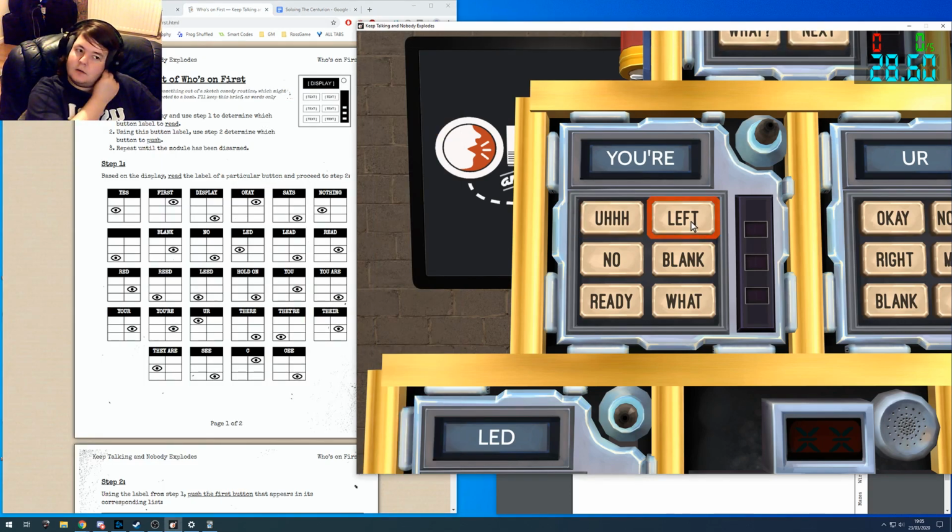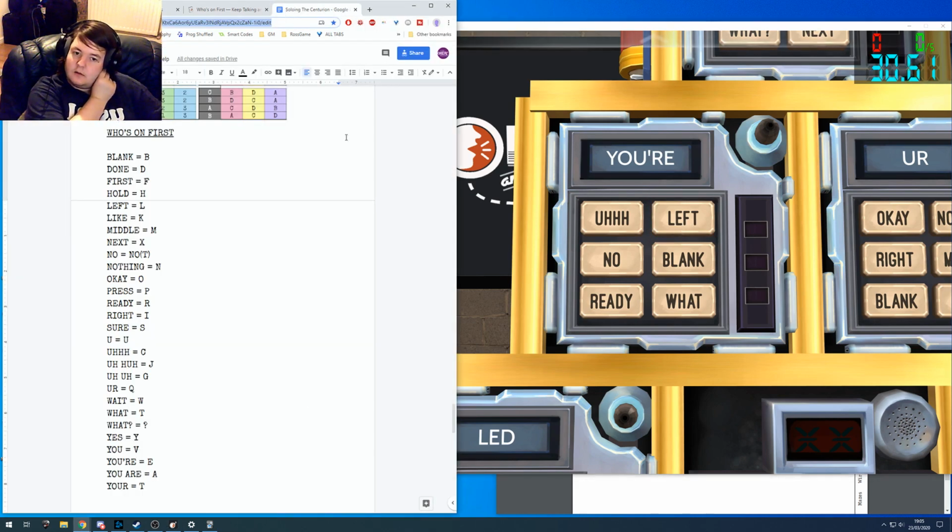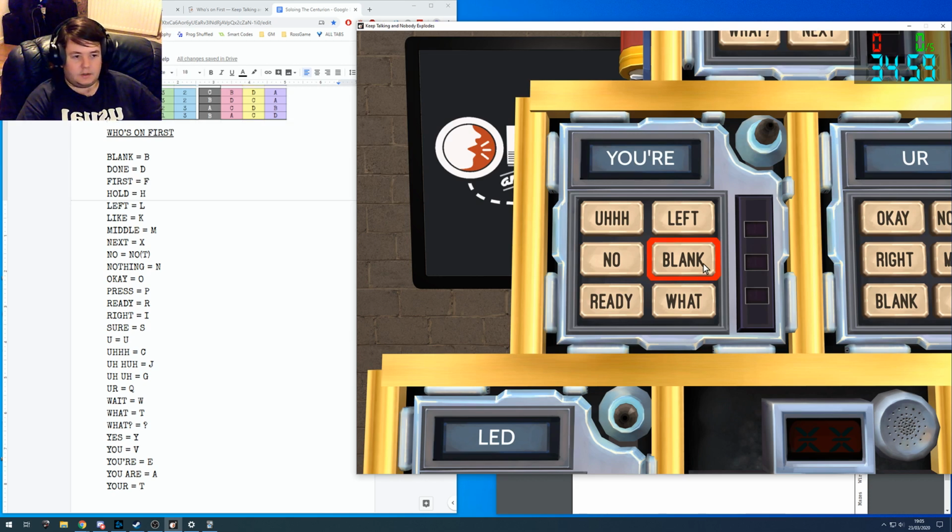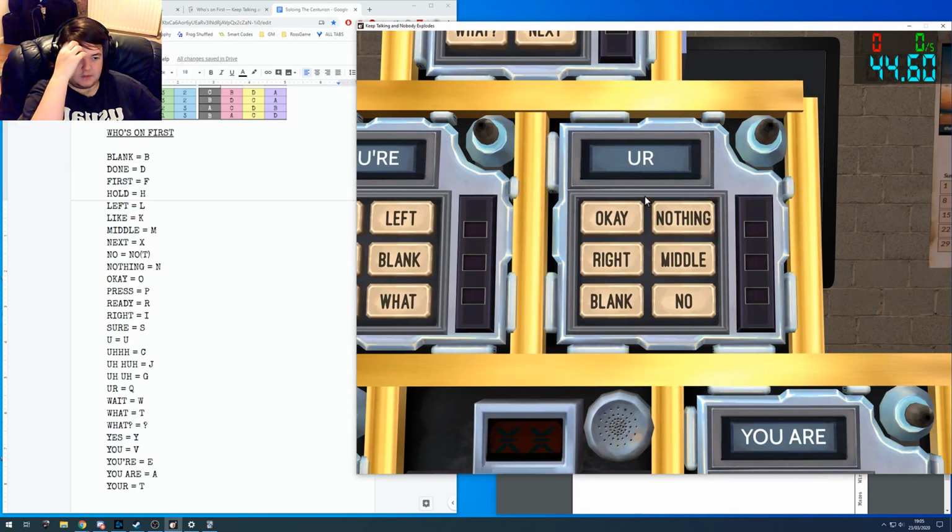Yep. C, L. No, B, R, and T. UR is top left. OK is O. Nothing is N. Right is I. Middle is M. Blank is B and no is no.